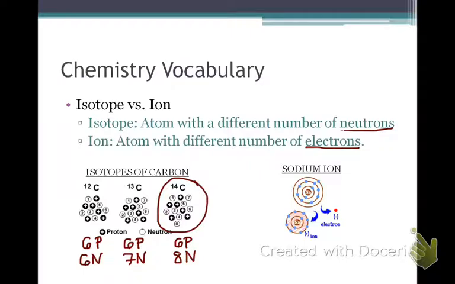Carbon 14 is a radioactive element. What that means is that with all those neutrons stuffed into the nucleus, it is not stable, which means that it gives off radioactive energy. We can measure that and study the decay of carbon 14, which is how we're able to date things that are very old.